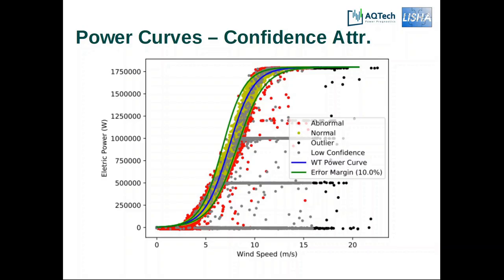This graph shows the result of the confidence attribution algorithm. All data points with confidence under 100% are plotted in gray. Many of the points previously classified as outside the power curve model were marked here as low confidence values and ignored by the power curve algorithm.